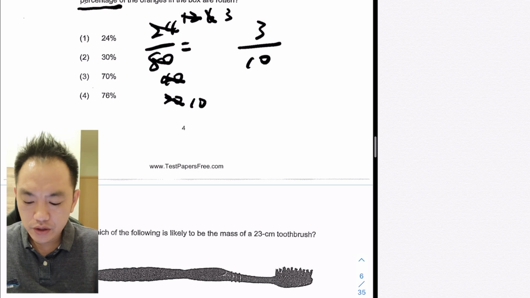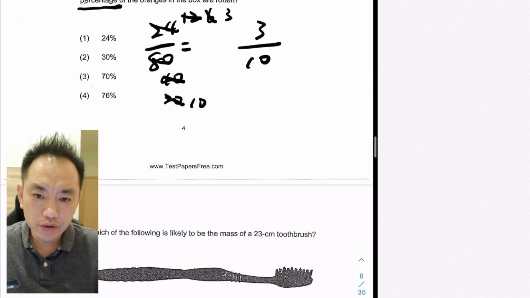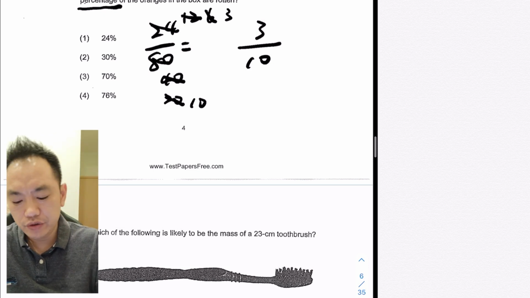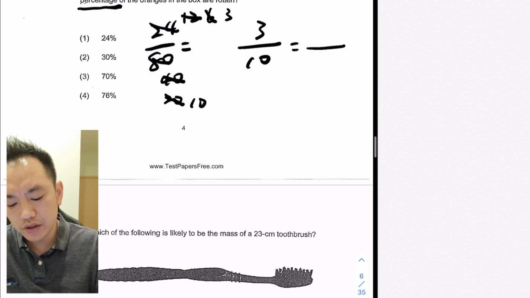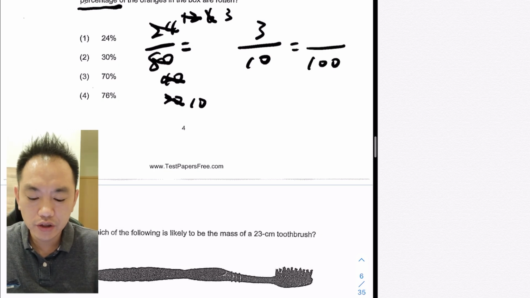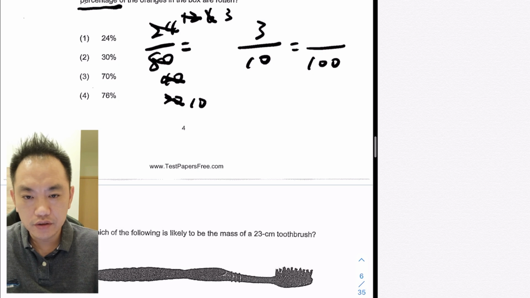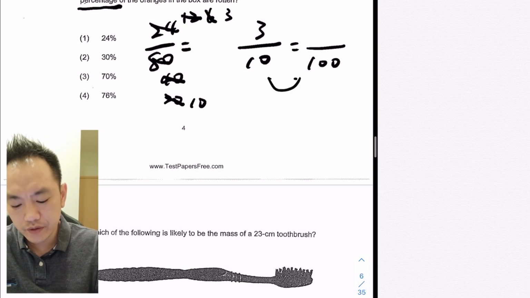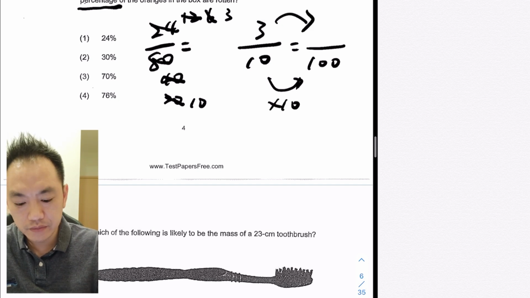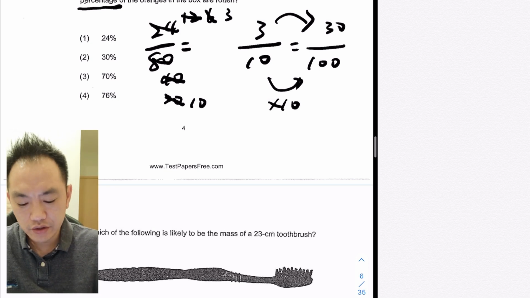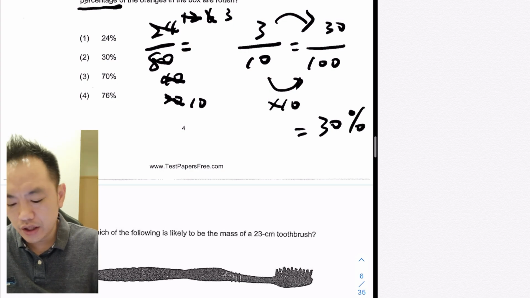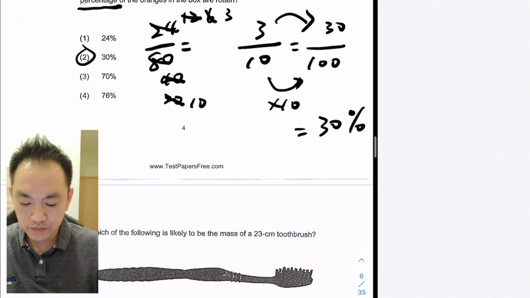But as I shared with you earlier, 3 out of 10, you need to try to convert it into something with 100 at the bottom. So how do I get 10 to become 100? Well, you times by 10. And whatever you do to the bottom, you do the same thing to the top. So 3 times 10 equals 30. So that will also be equivalent to 30%. Okay, so the answer is 2.